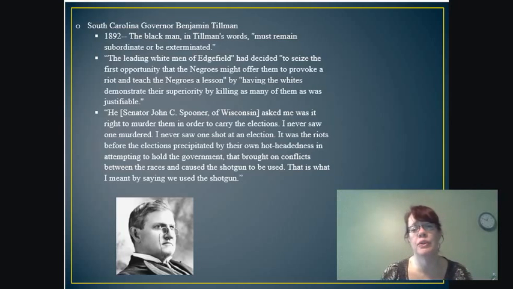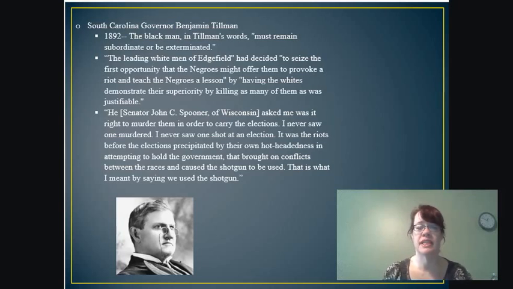So 1882, he said the black man, in his words, must remain subordinate or be exterminated. He also said the leading white men of Edgefield had decided to seize the first opportunity that Negroes might offer them to provoke a riot and teach the Negroes a lesson by having the whites demonstrate their superiority by killing as many as was justifiable.